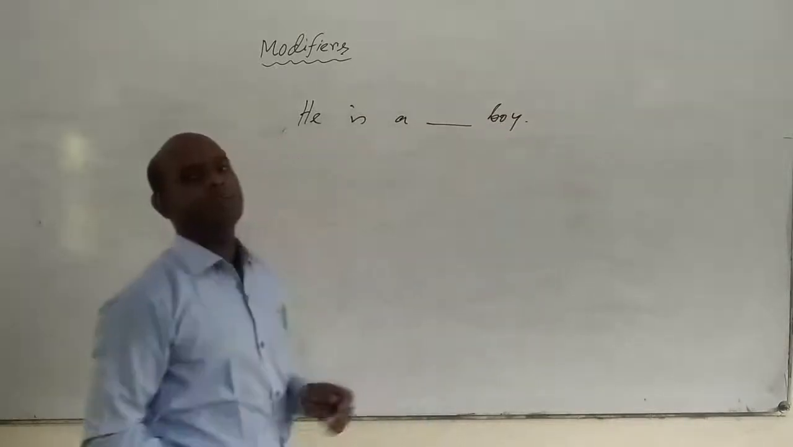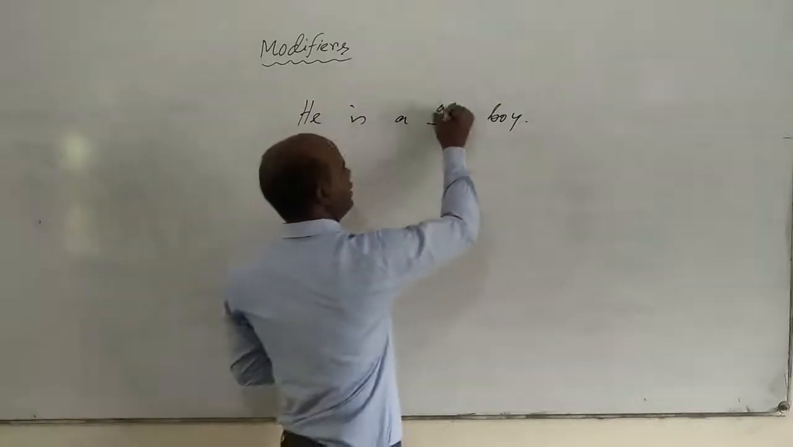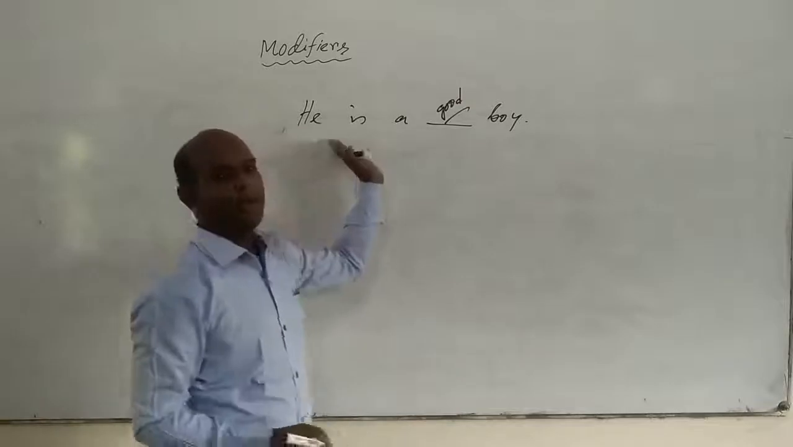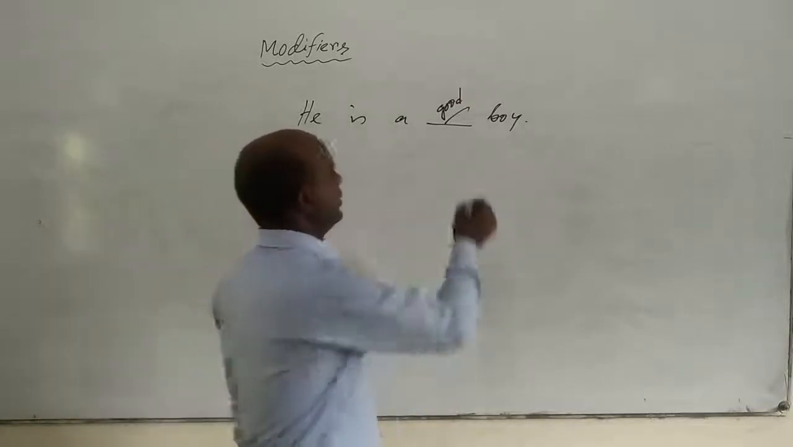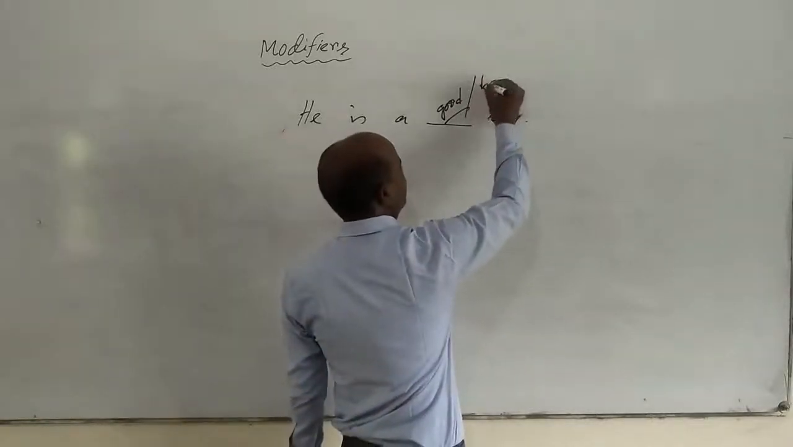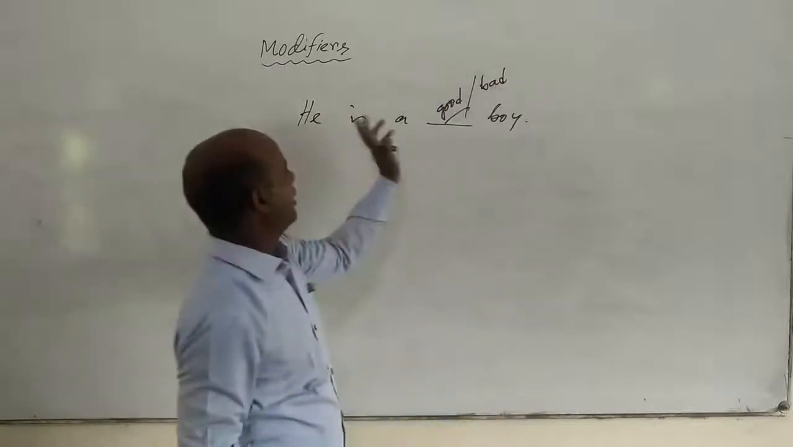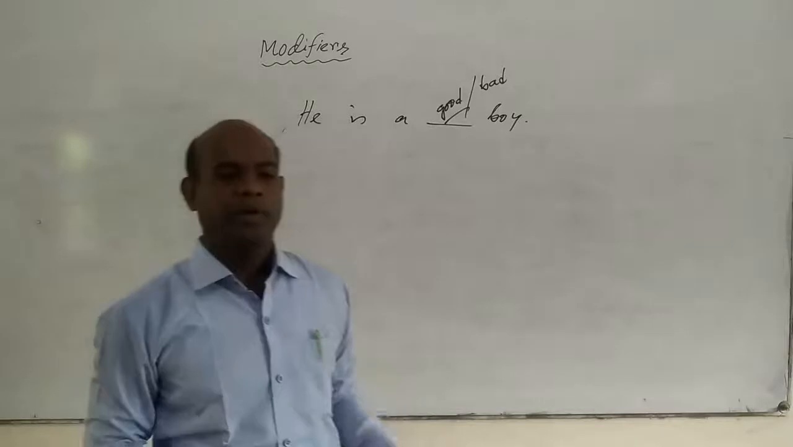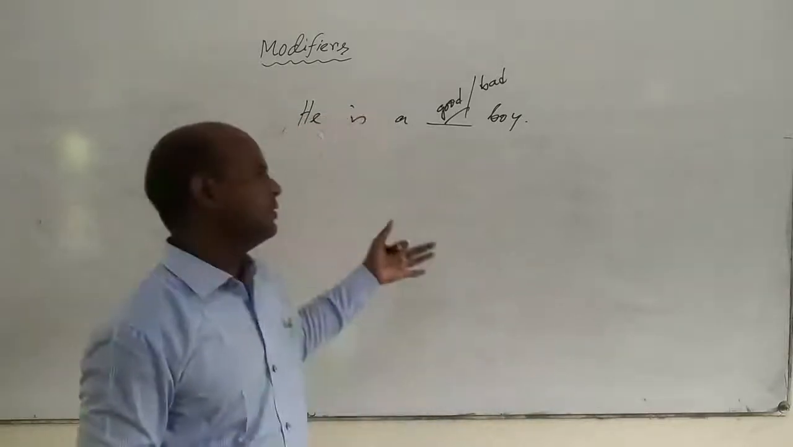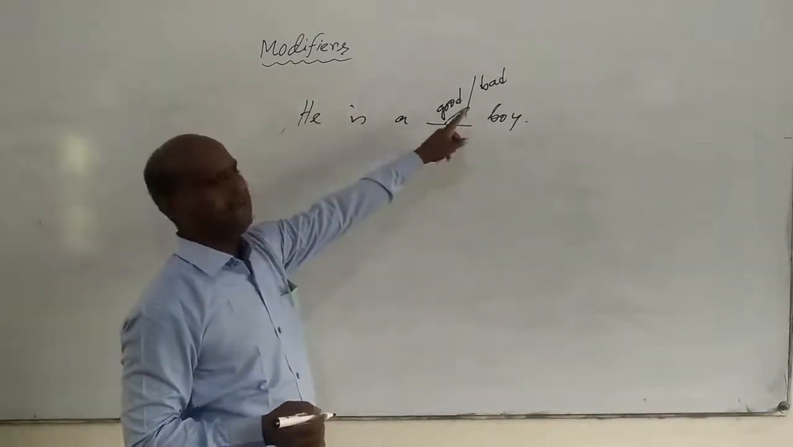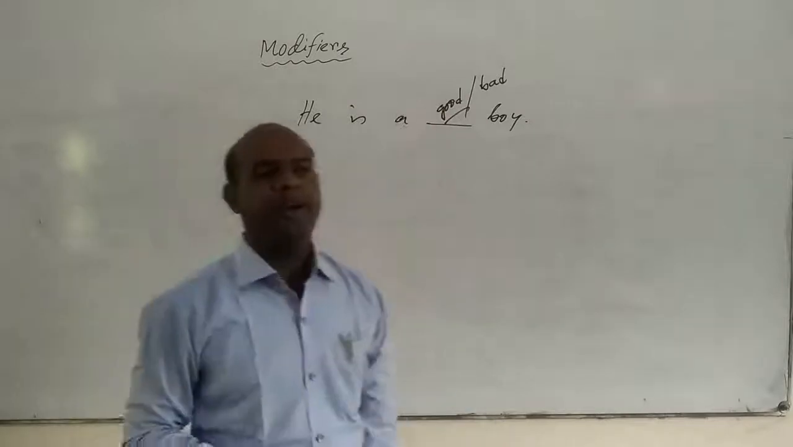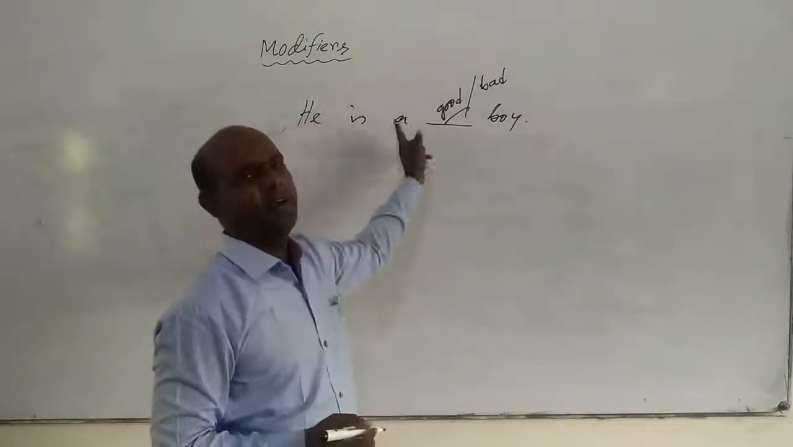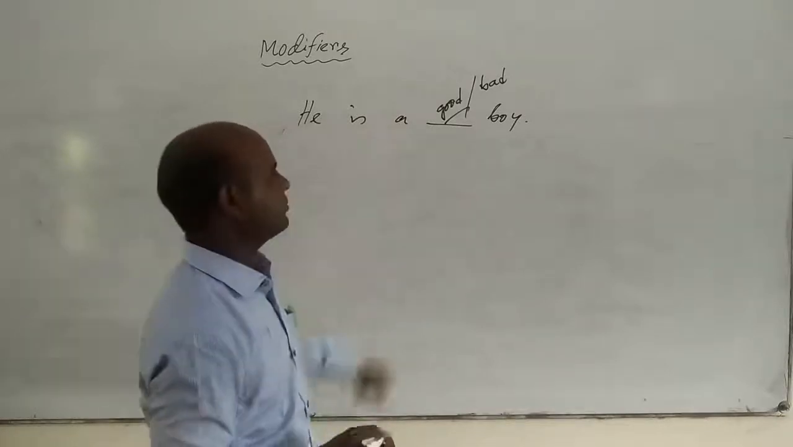Here, if we use good, then he will be a good boy. But if we use bad, then he will be a bad boy. In this example, we can already learn that good and bad are adjective modifiers, and they change the meaning of the sentence or antecedent, etc.